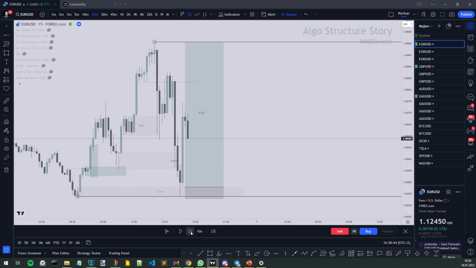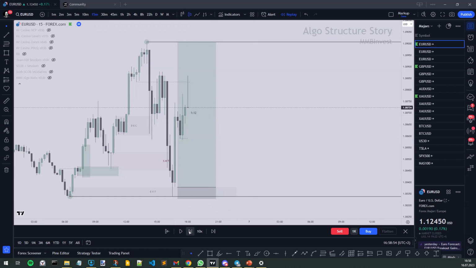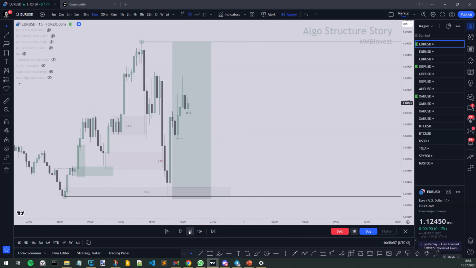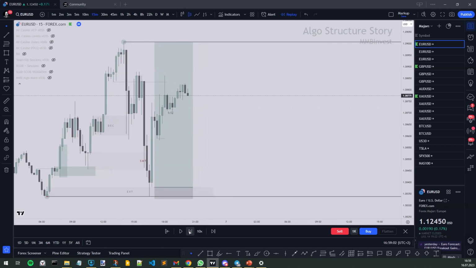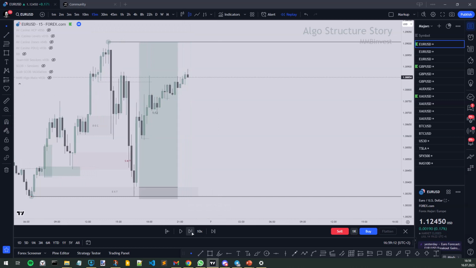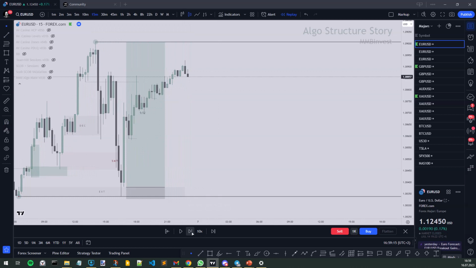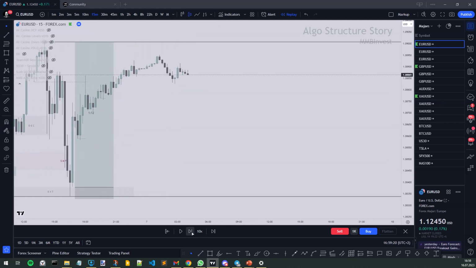Let's see what price does. So this, for example, would be a potential re-entry here. Potential re-entry. Let's continue a little bit faster.